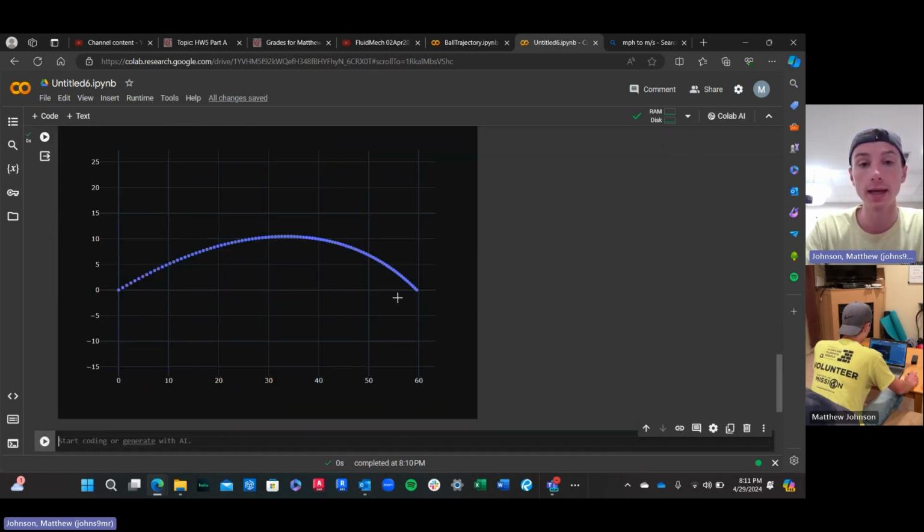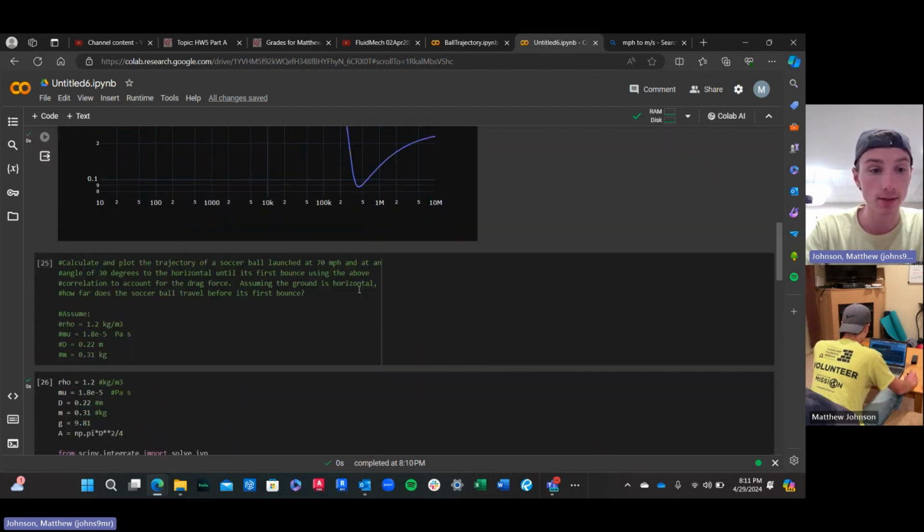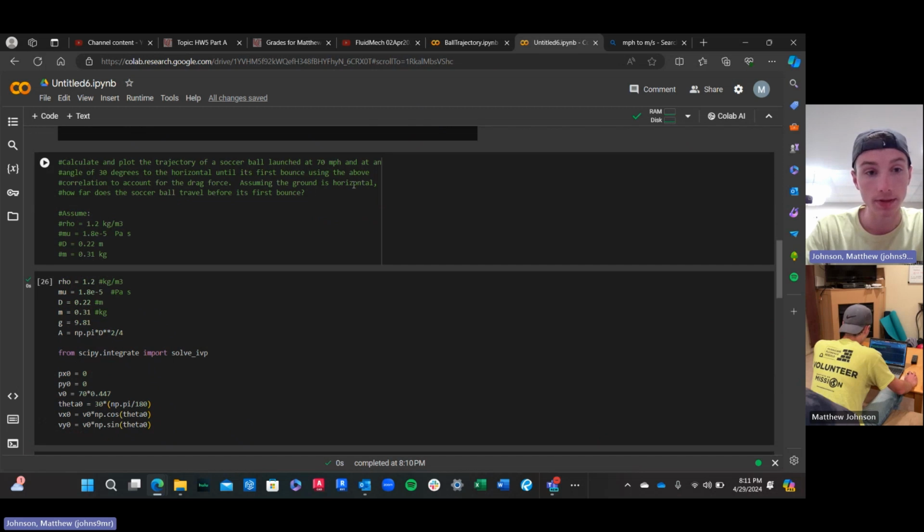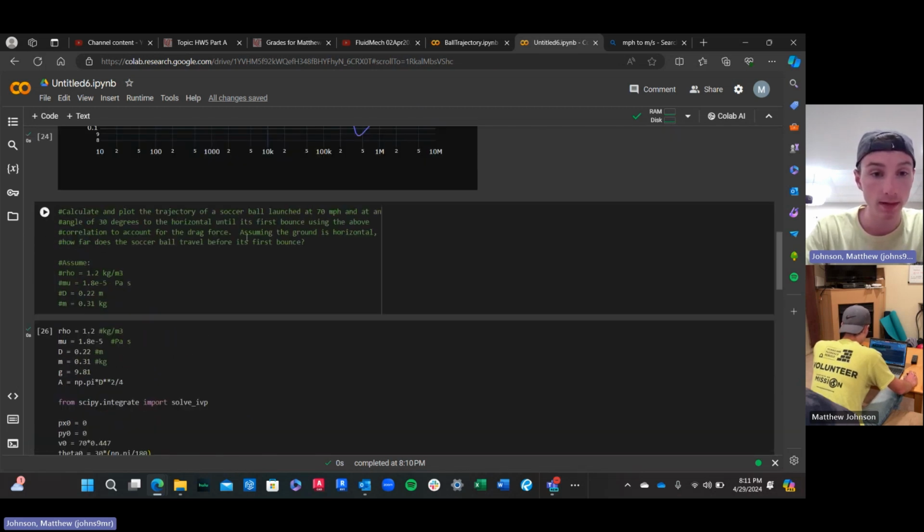So I think we've done all we can. That is the solution to the second part of this problem. Assuming the ground is horizontal, how far does the soccer ball travel? 59.6 meters. And I think we're good.